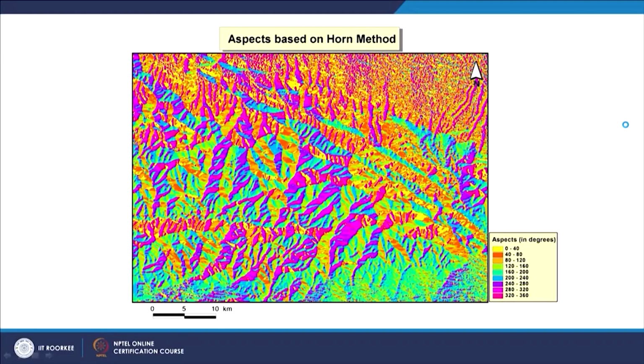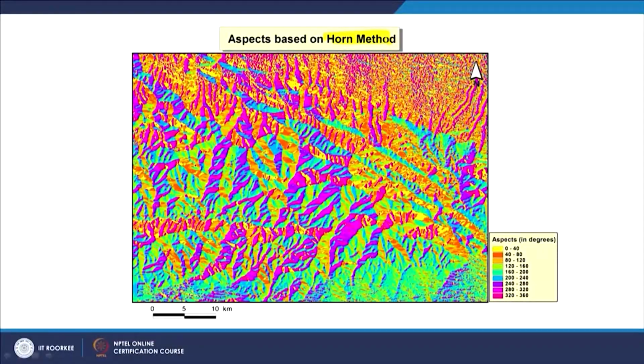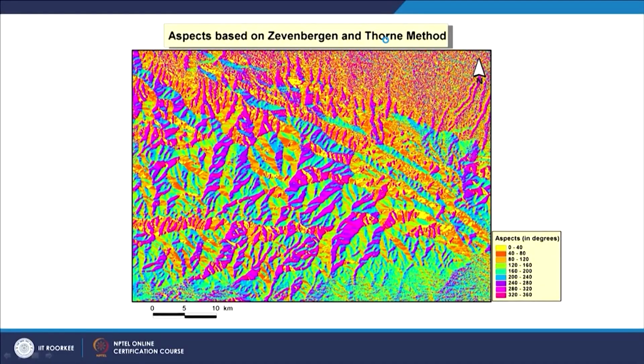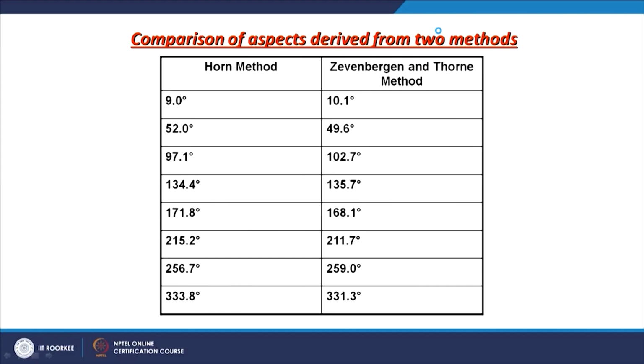Now, like in the case of slope, there are also little variants available. Either you apply the Horn method, which will bring some changes, or the Jarvis-Bergen-Thorne method, which we also discussed for slope calculations. When we do the comparison, we find that there are variations, so let us see the Horn method and the Jarvis-Bergen method for certain identified cells.